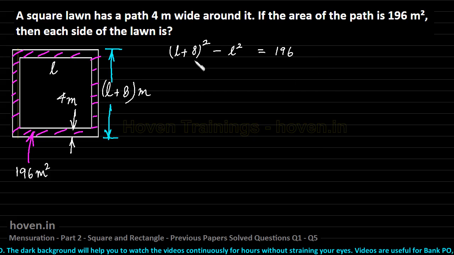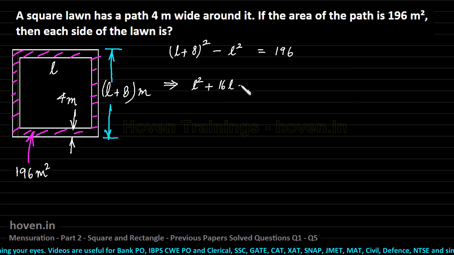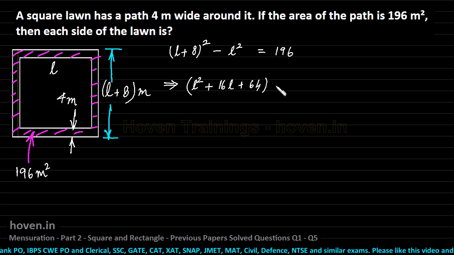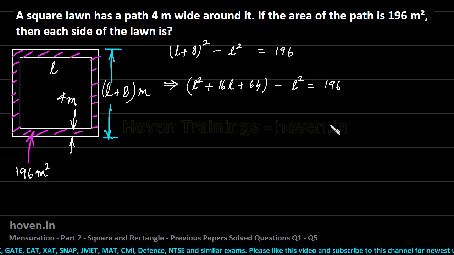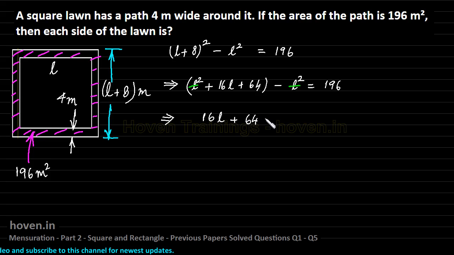We can now open this square. It will be L square plus 2AB, 2L into 8, 16L, plus the square of 8, 64, this quantity minus this quantity L square should be equal to 196. This L square will cancel out this L square, so we will be left with 16L plus 64 is equal to 196.